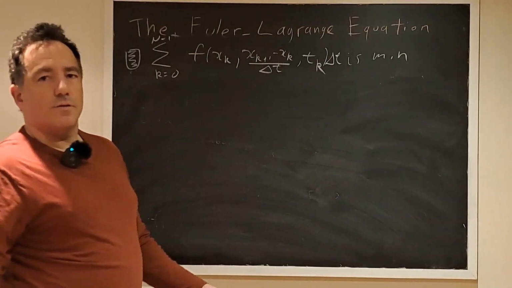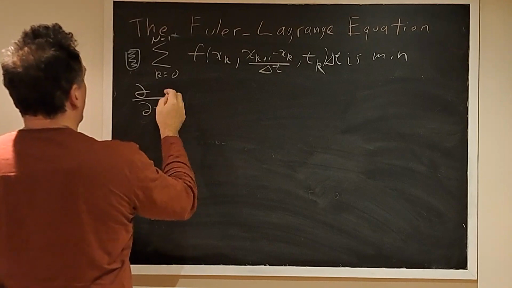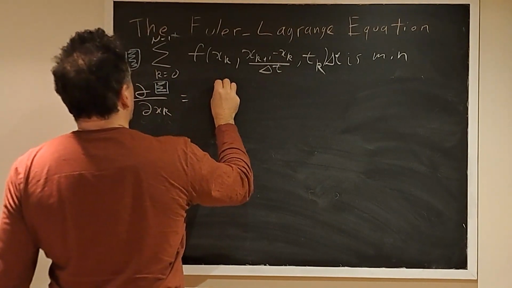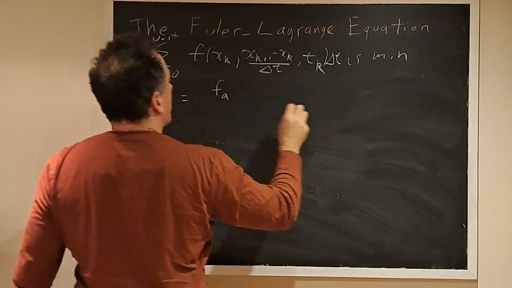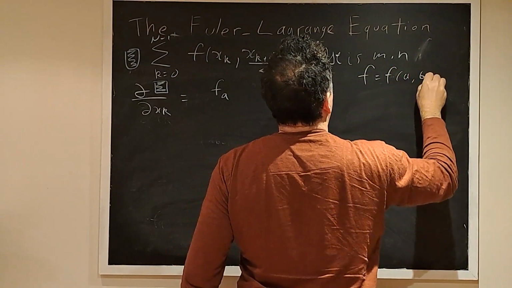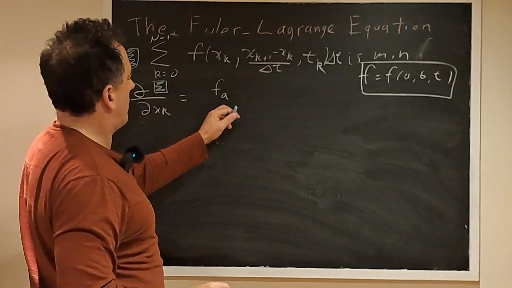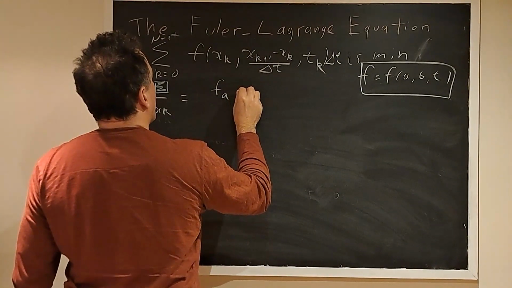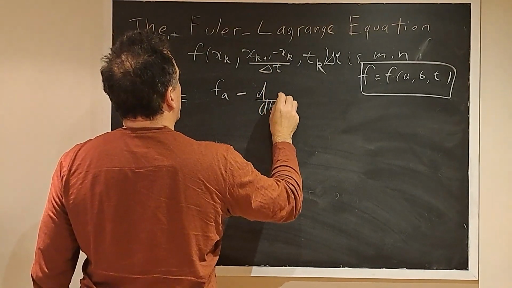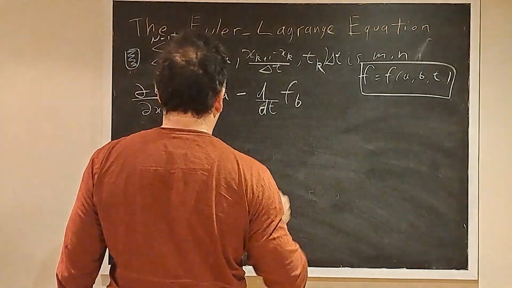So if we rewrite this, I will write that on the next board. The derivative with respect to xk of this thing here is equal to fa, where f is a function of a, b, and t, minus this derivative that we had of fb, which was equal to 0.